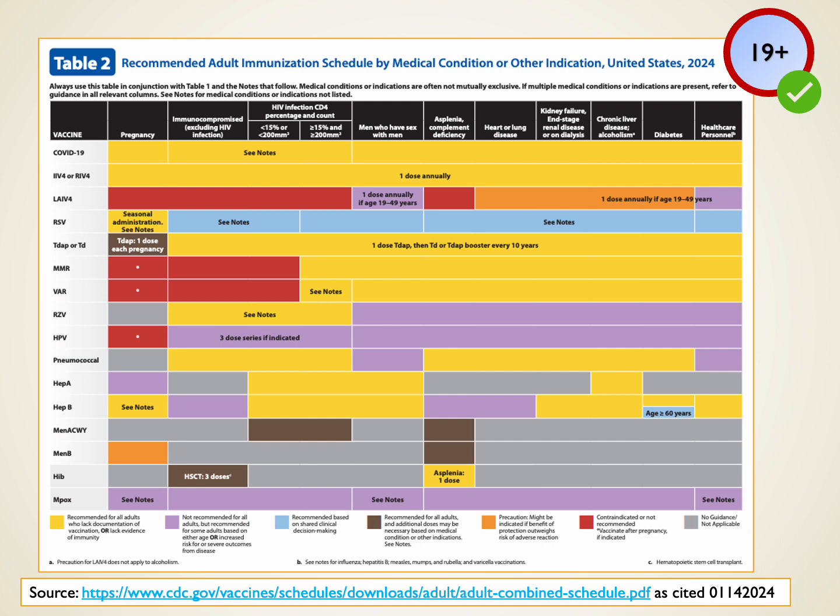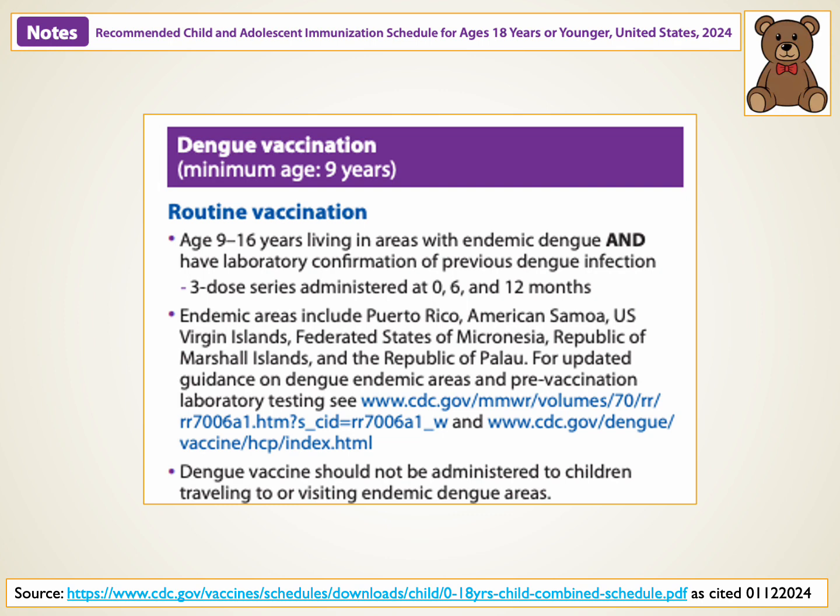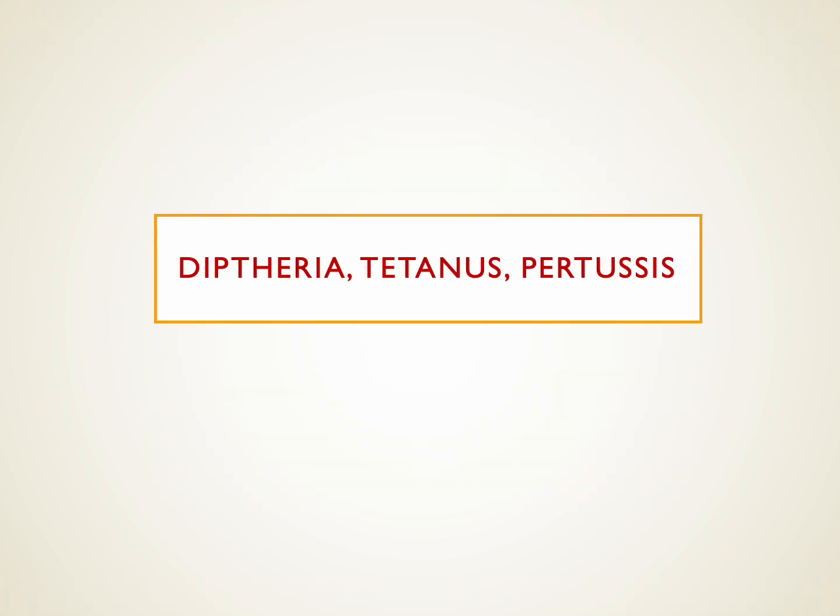Again, contraindications, dengue is not even listed. Dengue is not even on the adult schedule. Although there is some data listed there in children aged 9 to 16.